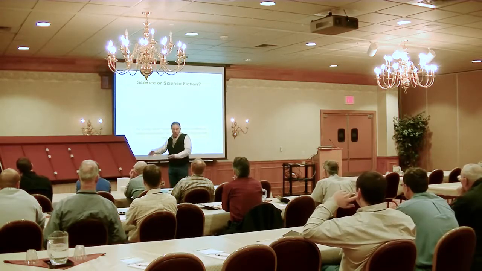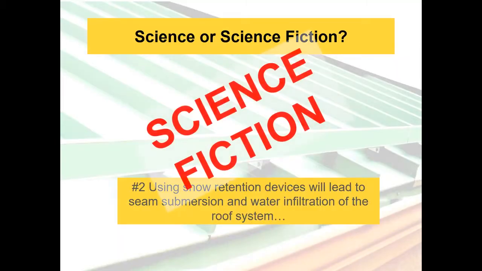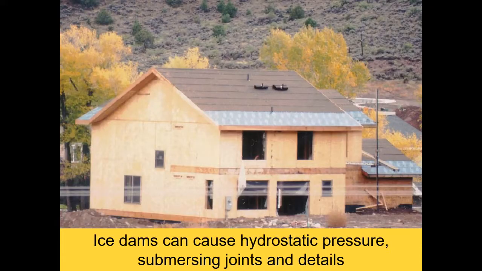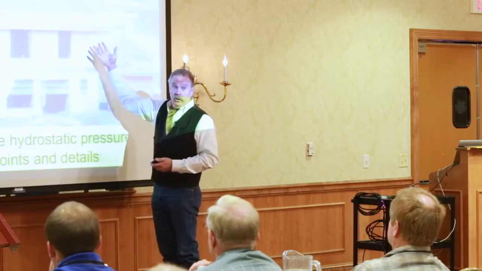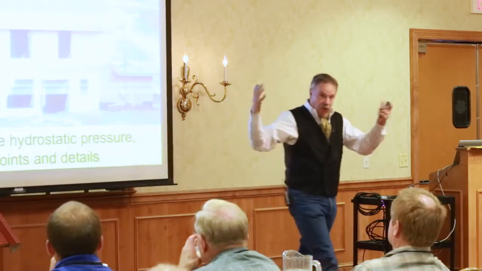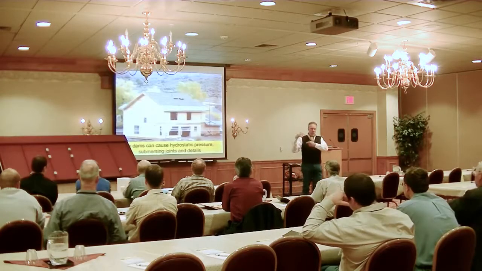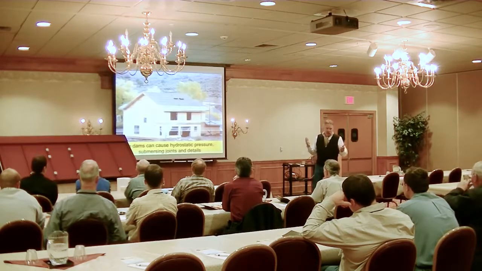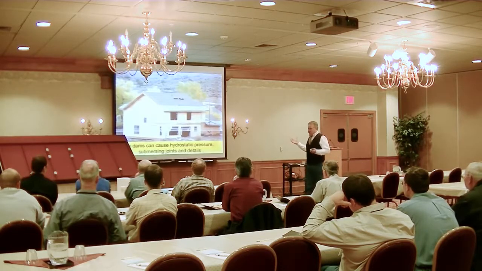It's not to say that this can't happen, but it's not caused by using snow retention devices. It's caused by the very nature of an ice dam that, as I explained, dams up liquid water and now it submerses seams and so on. And that's why in some alpine and mountainous climates, the local codes mandate the use of a peel-and-stick membrane down there, because they know that ice dams are associated with seam submersion in some cases, and leaking and flooding and so on. But once again, snow retention had nothing to do with that.